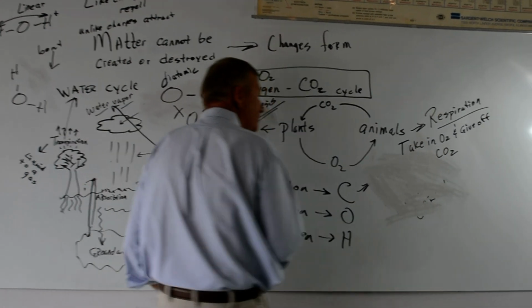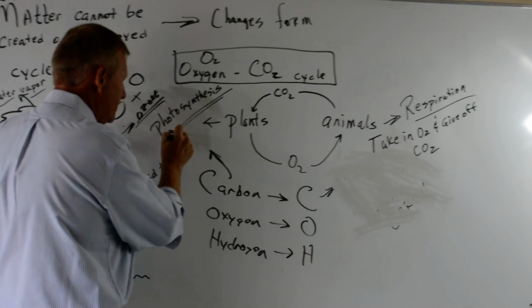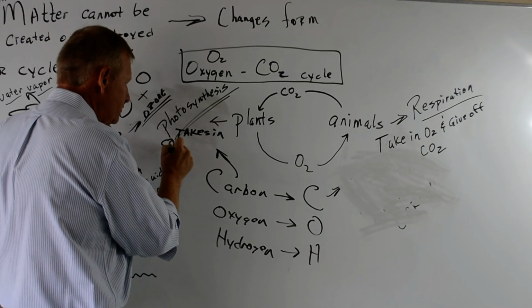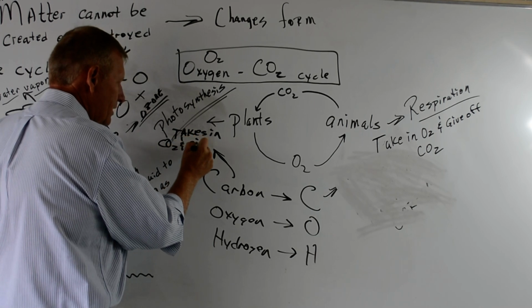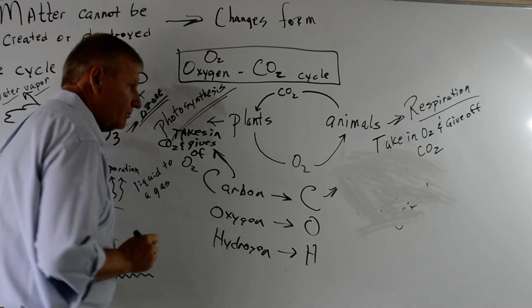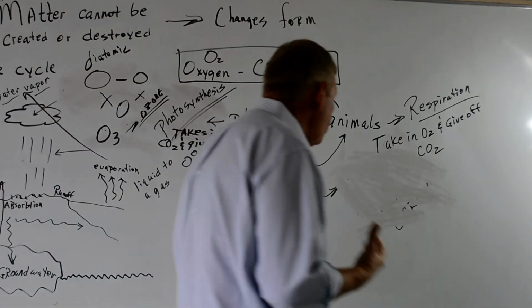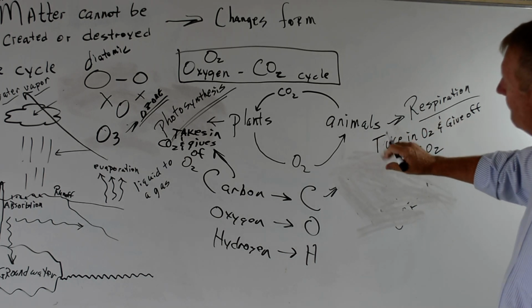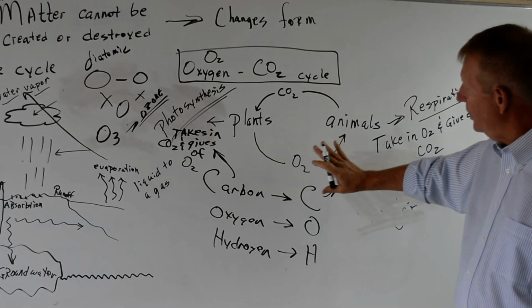What does photosynthesis do? Photosynthesis takes in CO2 and gives off O2. Okay? So where's photosynthesis? That's in plants. Where's respiration? That's in animals. Now, this cycle is going on constantly.